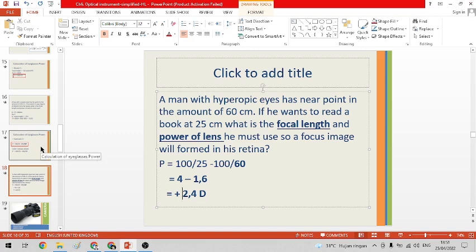Okay, so that's how you calculate the power of lens, the power of eyeglasses needed for myopia and hyperopia person.